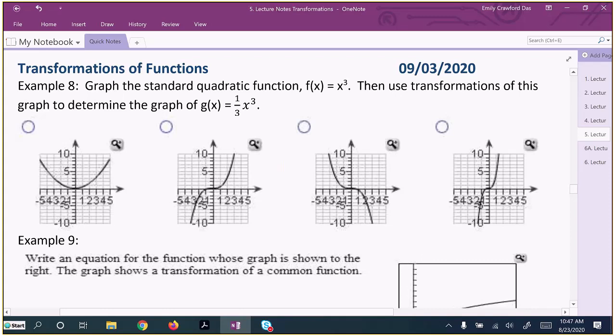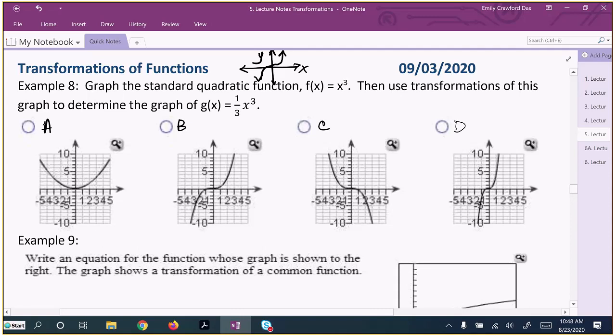We want to start with the parent graph x cubed, and we know that the parent graph x cubed looks like this. That's the rough shape, kind of an S-shaped thing. So first of all, A doesn't even have the right parent graph. So I can eliminate A as a possibility and just focus on B, C, and D.